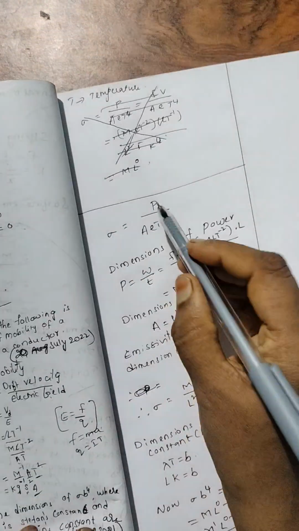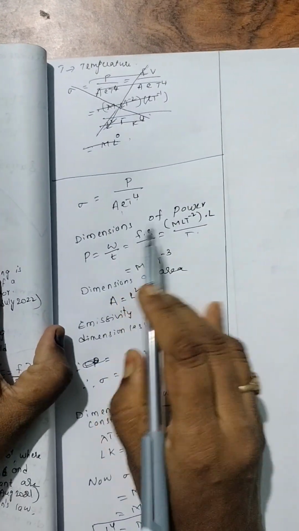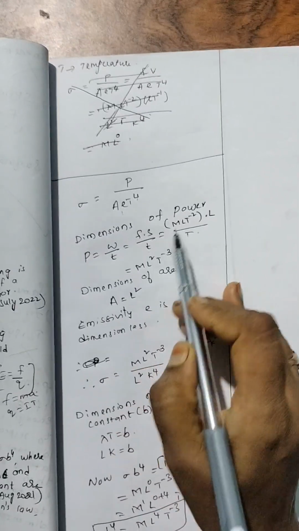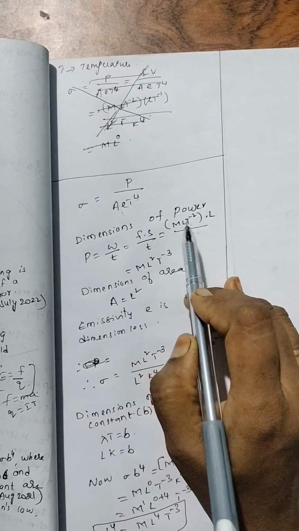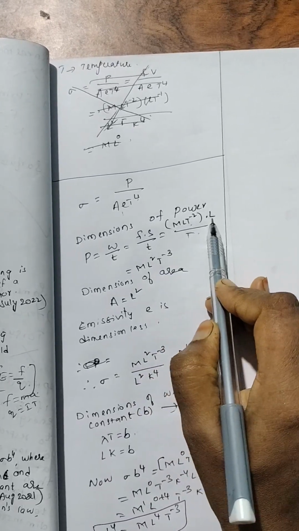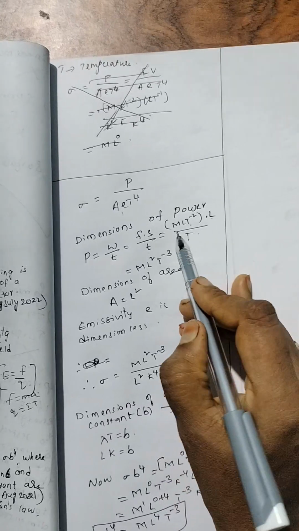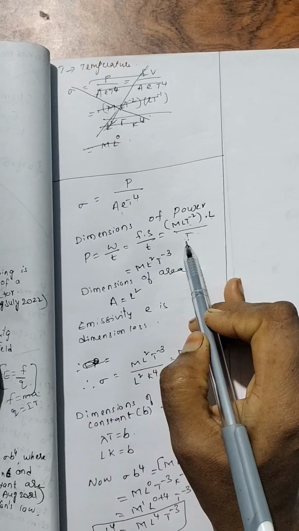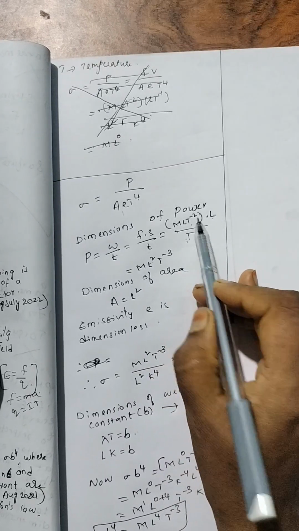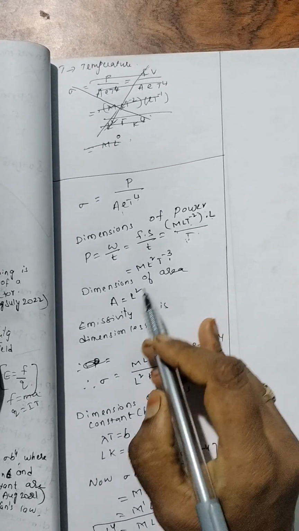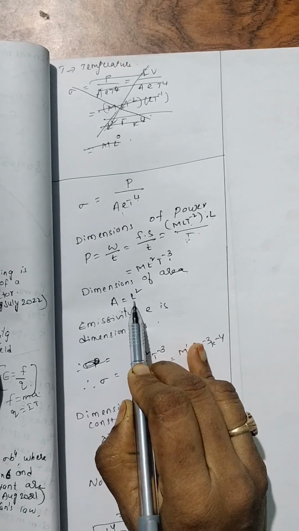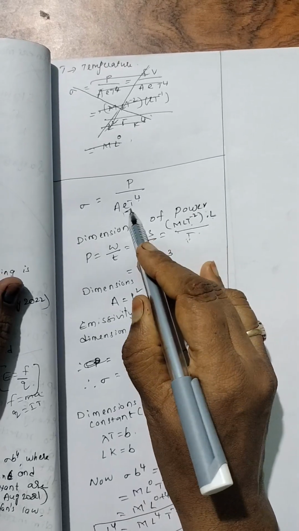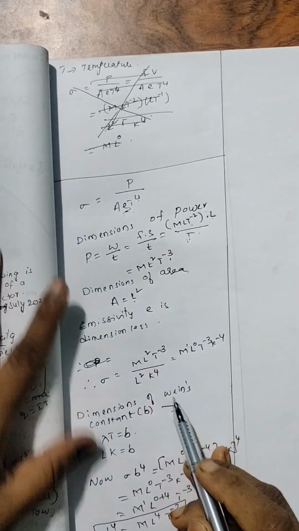So now sigma becomes P by A e T to the power of 4. Dimensions of power: power means work by time. Work means force into distance by time. Force means mass into acceleration, MLT minus 2, into displacement L, by T. So we get ML square, T minus 2, and 1 by T is nothing but T minus 1. T minus 2 into T minus 1 is T minus 3. Now dimensions of area: length into breadth, L square. Now emissivity does not have any dimensions. Now temperature, Kelvin, so K to the power of 4 we will write.